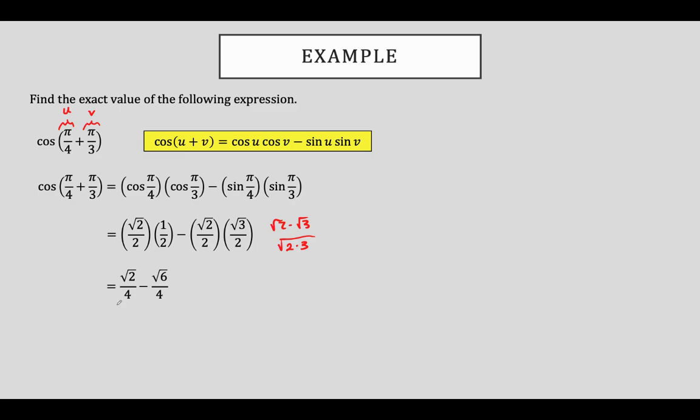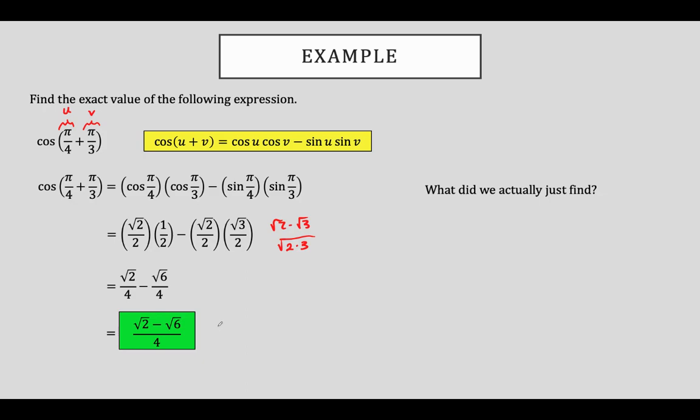The nice part about these two fractions is that they have a common denominator, and when we have a common denominator, all we need to do is subtract our numerators. The denominator stays the same. Now, there is no way for us to combine root 2 minus root 6, so we just leave that as our solution. Root 2 minus root 6 all divided by 4. That is the cosine of pi over 4 plus pi over 3.